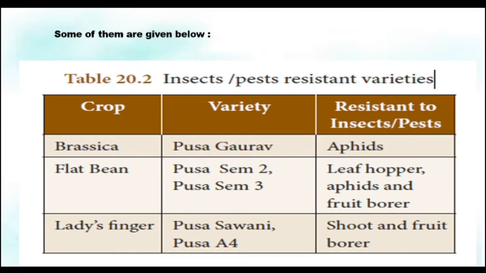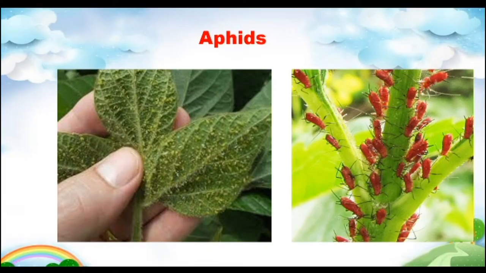There are some plants given here: Brassica, Pusa Gaurav, Aphids, Black Beans, Pusa Sem 2, Pusa Sem 3, Leaf Hoppers, Aphids, and Fruit Borer, Lady's Finger, Pusa Sawani, A1, Shoot and Fruit Borer, Pusa Sawani. So these are the things we are going to study later.